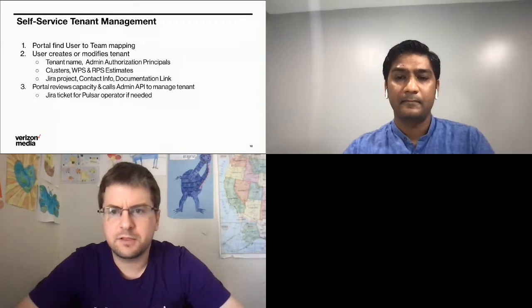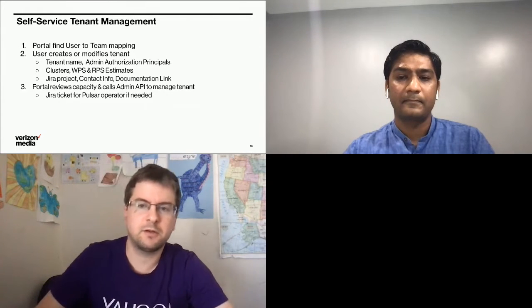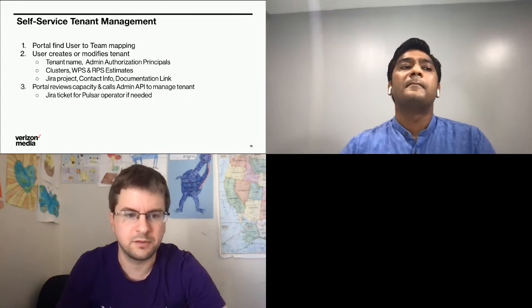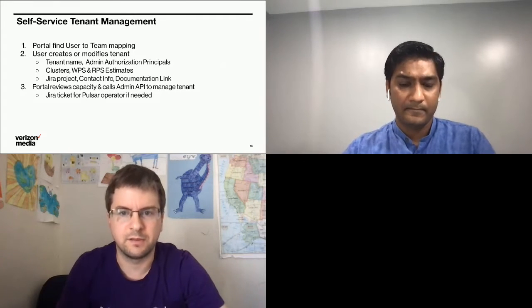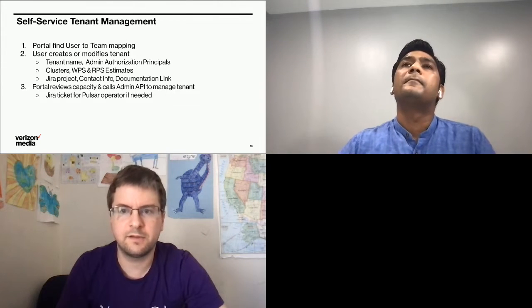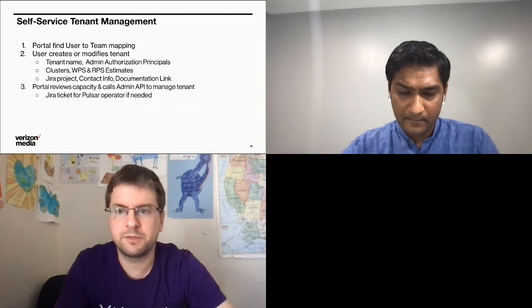So as one of Rajan's slides show, we have over 120 tenants provisioned in our production environment. Even though tenant management is supposed to be done by the Pulsar operators, we don't really want to be the bottleneck for common operations, nor do we want to take on all the trivial tasks of tenant management. So we have a self-service tenant provisioning and management portal. In our Pulsar instance, tenants are associated with a product or a platform team.